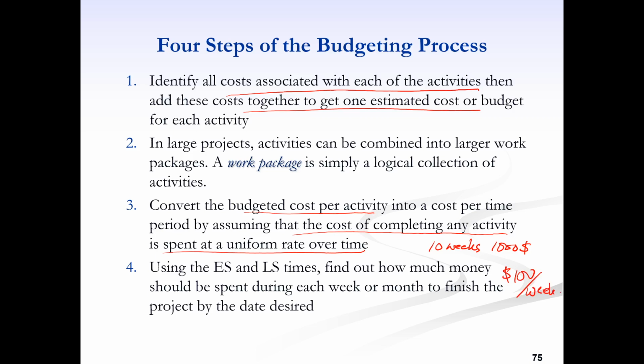This is just an assumption, but if we know, for example, how many labor hours will be spent in each week, then we can estimate and budget according to the number of labor hours spent in each week. Or there may be some other method to see how the money will be spent each week. But for simplicity's sake, we can assume here that the money is going to be spent at a uniform rate over time. Now, using the earliest start and latest start times, we can find out how much money should be spent during each week or month to finish the project by the date desired.